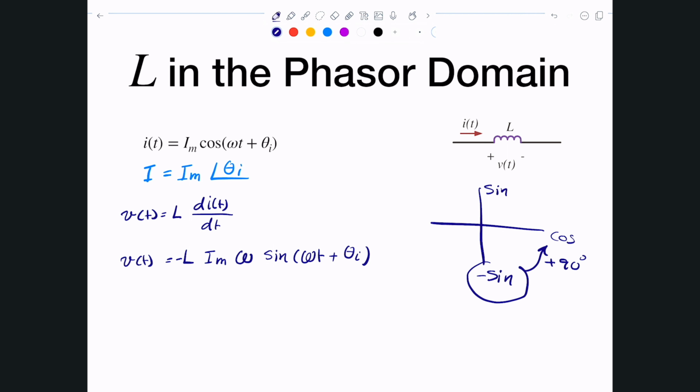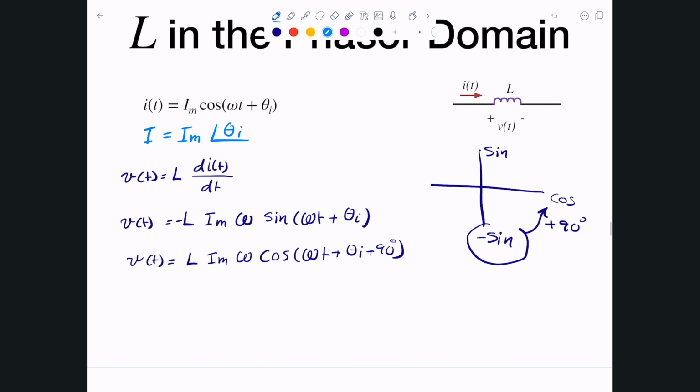So what we will do is the following. This is L times I_m omega cosine of omega t plus theta_I plus 90 degrees. That's basically V of t. Now we can perform the phasor transform. The phasor transform tells me that V of t becomes V, while L, I_m and omega are all just numbers, so they stay the same. I'll write them as omega L I_m. I just rearranged them for a reason you'll see shortly. And for this one, the angle is theta_I plus 90 degrees.